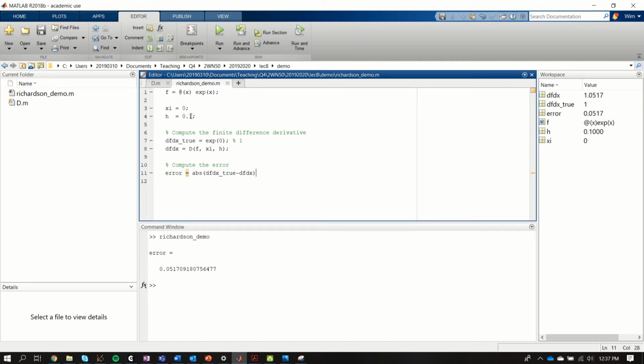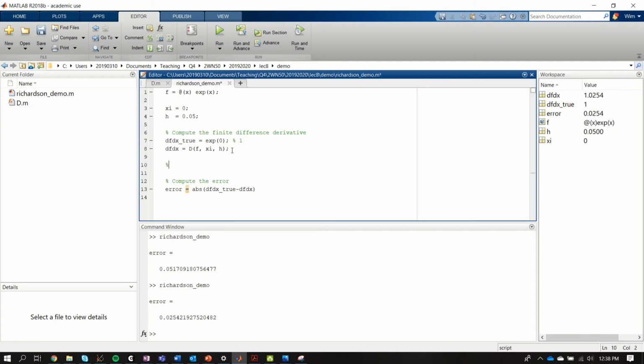Let's see whether we can get this error to be smaller. So let's divide h by 2. So we go from h is 0.1 to 0.05. And we see that, since this is a first order accurate scheme, the error is also approximately halved. So instead of an error of 0.05, now we have an error of 0.025, which is consistent with the first order forward finite difference scheme.